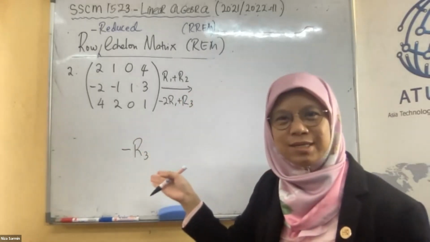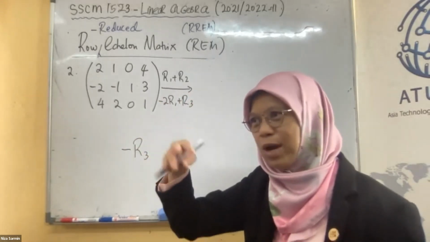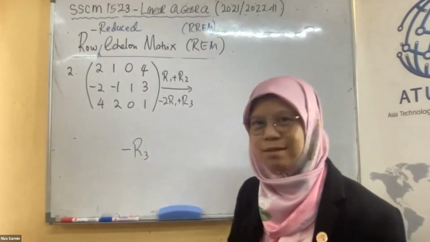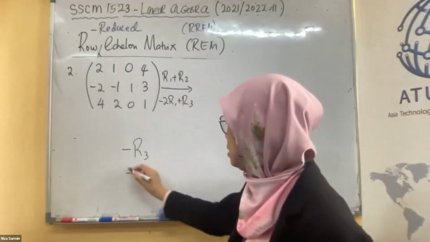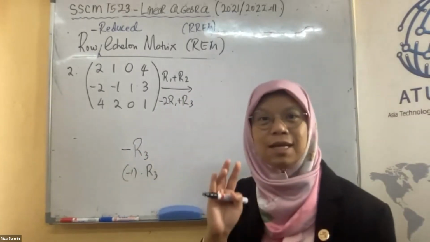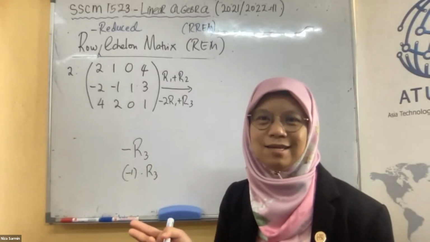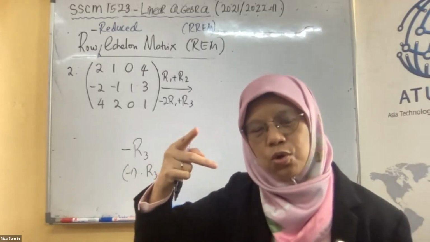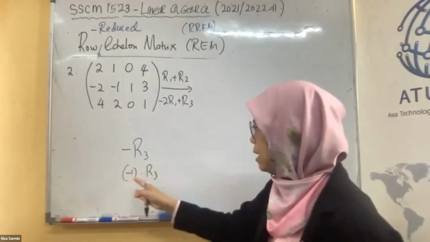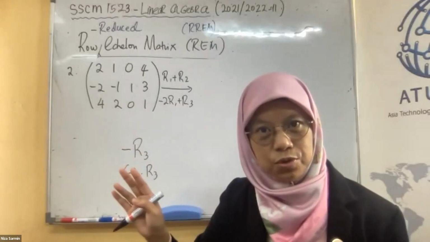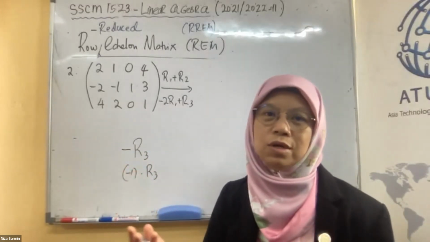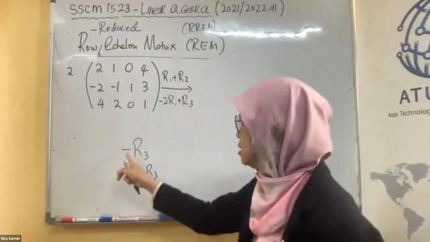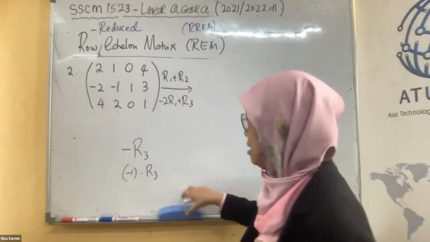Which one is step 1, step 2, step 3? This is actually -1 times R3, so it's kRi. It is one of those: you can switch the rows, you can multiply a row by k which is not 0, it can be negative, or you can do kRi plus Rj. Those are the steps. So this is the kRi step.